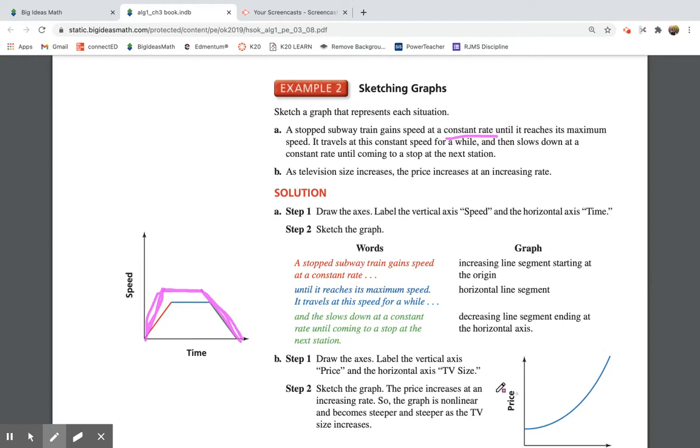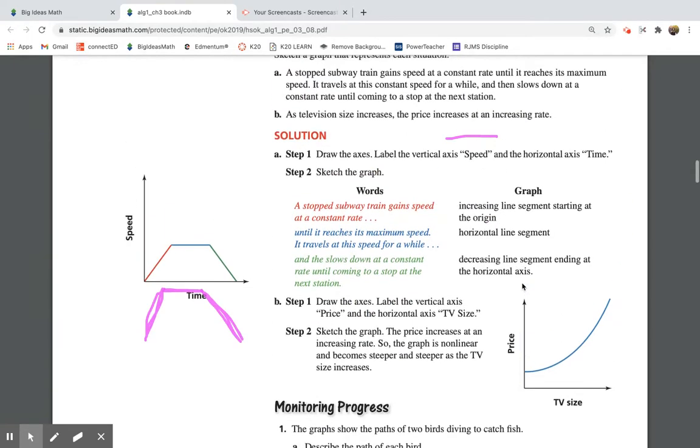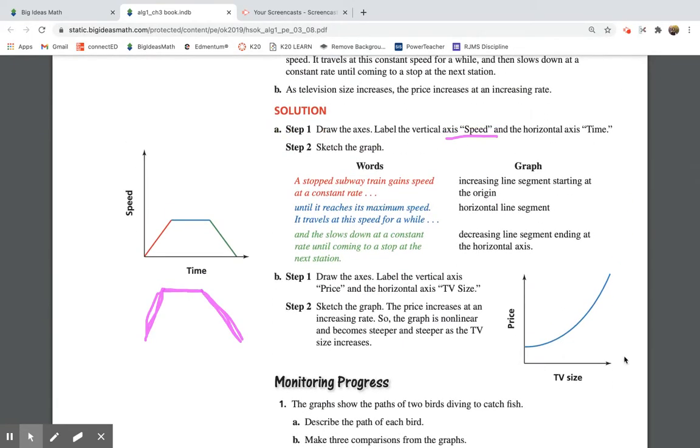So on this one, it's right here. As the television size increases, as TV size gets bigger, the price gets higher at an increasing rate. So instead of a straight line, it's increasing, but it's changing the rate. Like it's not going at the same rate. So it is a curved line. It is increasing. So the graph is nonlinear because it becomes steeper and steeper.